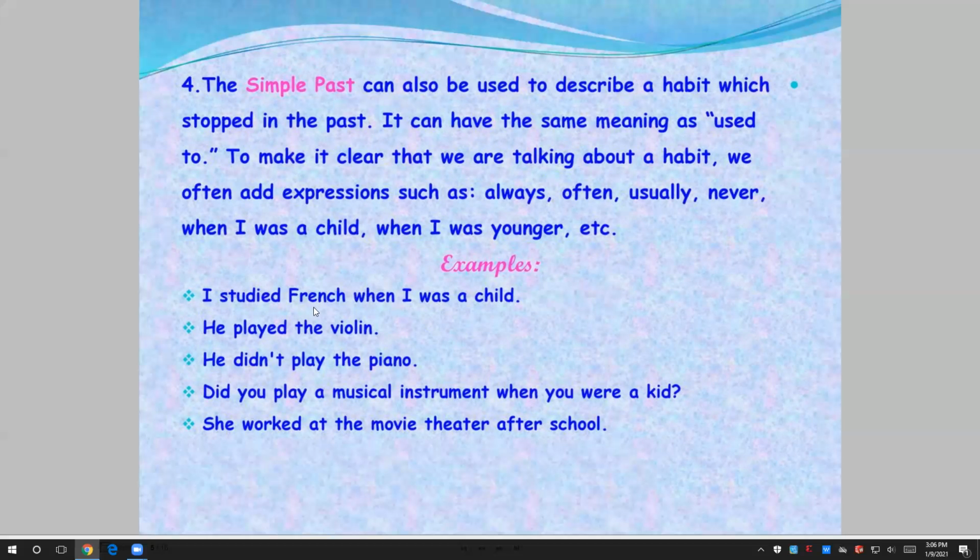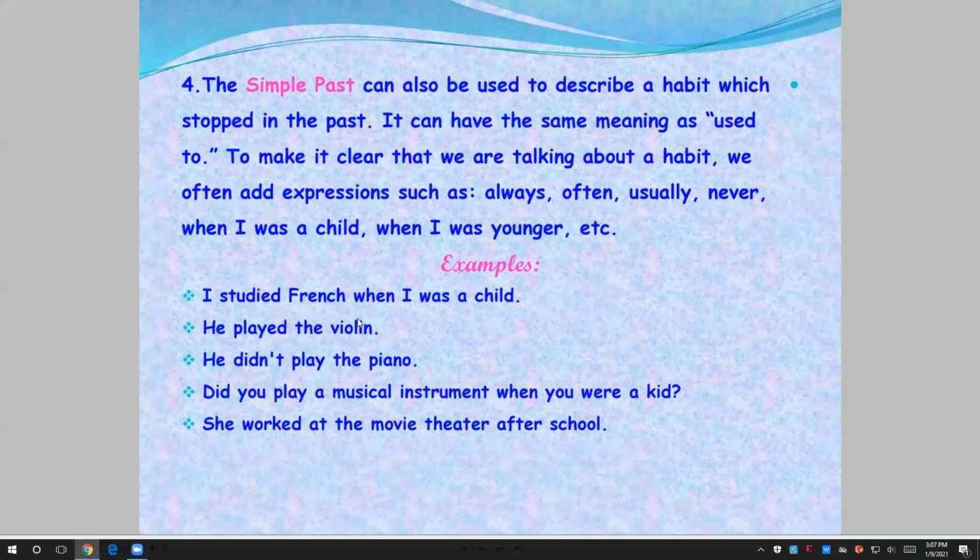Okay, so I studied French when I was a child. That means the action started in the past and then it stopped in the past, because I am no more studying French now. He played the violin. That means he doesn't play it now. So the action started in the past and it ended in the past.